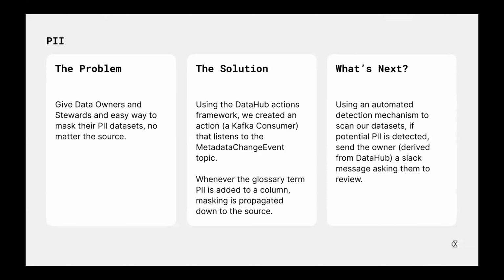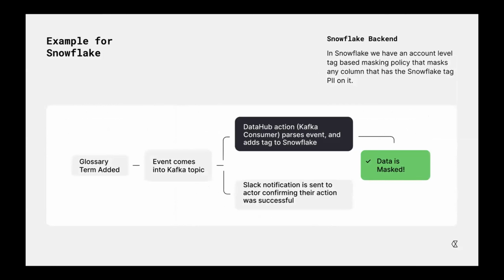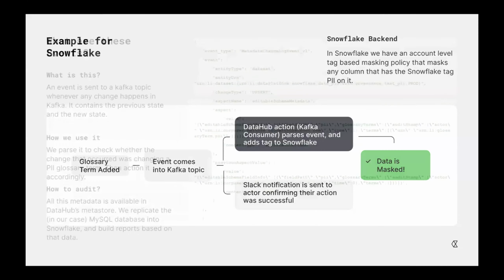What else we're working on with this is an automated detection mechanism to scan our data sets. And if potential PII is detected, we'll grab the owner from DataHub and send them a Slack message asking them to review. So this is kind of how it works for Snowflake. In Snowflake, we have an account level masking policy that masks any column that has the Snowflake tag PII on it. So whenever a glossary term is added into DataHub, an event comes into that Kafka topic, and then we parse it. And if a PII term was added or removed, then we propagate that masking down into Snowflake and also send the person who did it a Slack message confirming it was successful. And then the data was masked.